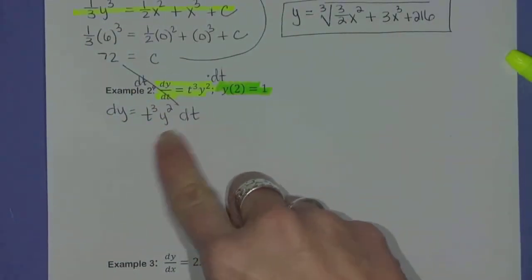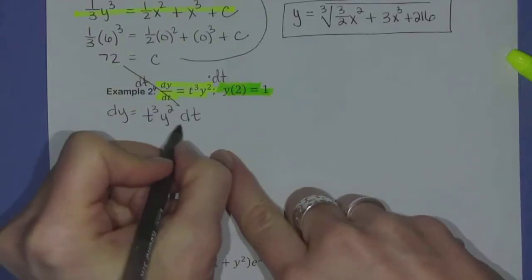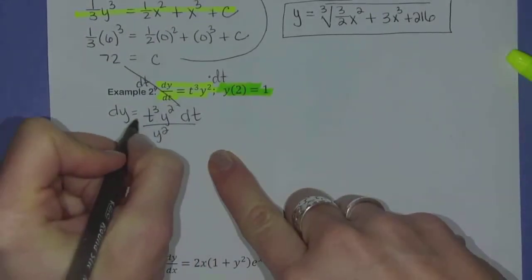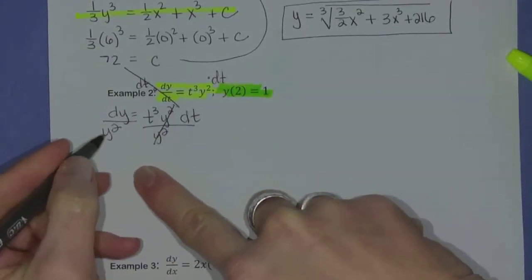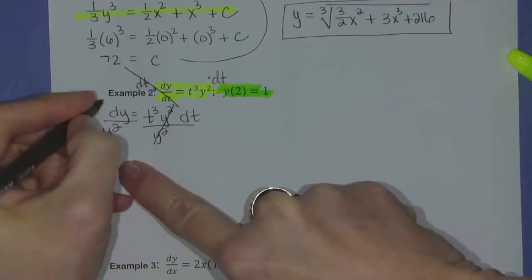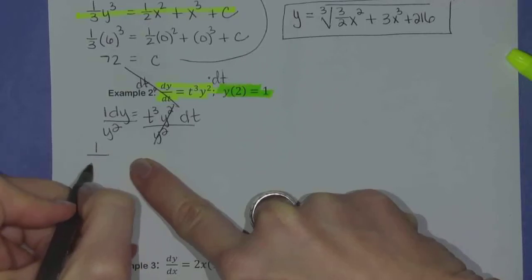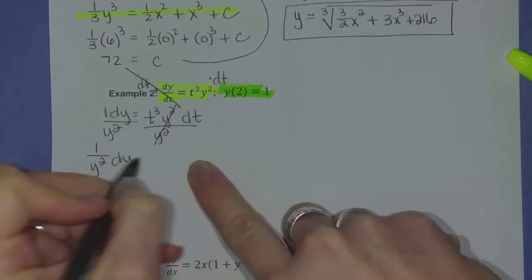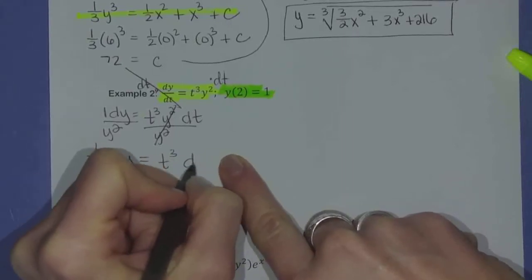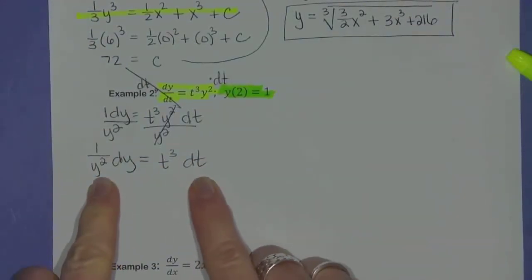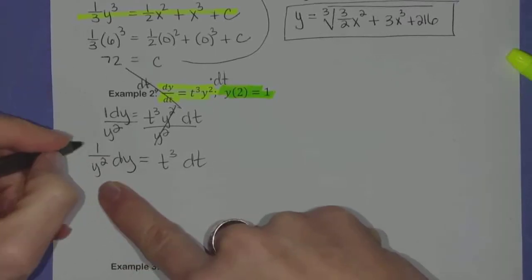And now to get my y squared to the left, I'm going to actually divide both sides by y squared. You don't have to show this, I'm just doing it for the notes right now. So this I'm going to write as 1 over y squared dy. And on the right side, I'm going to write it as t to the third dt. Separated the variables. Now I'm ready to integrate.